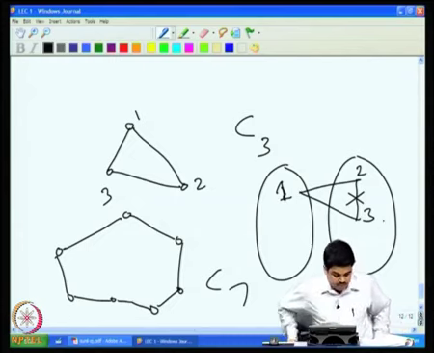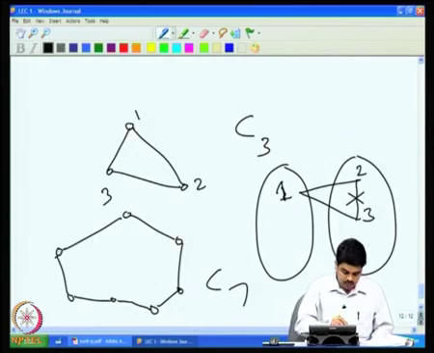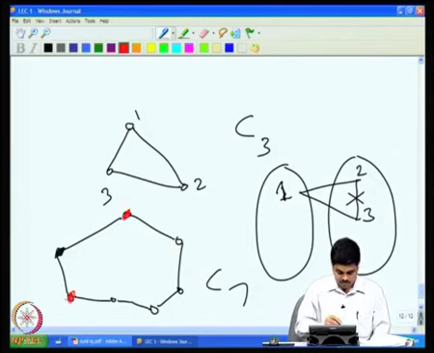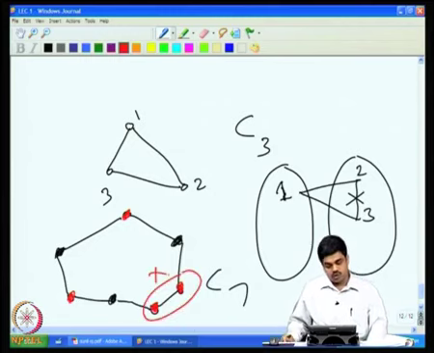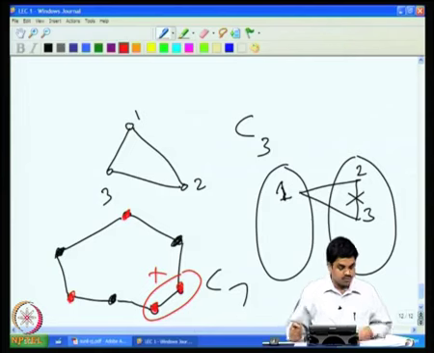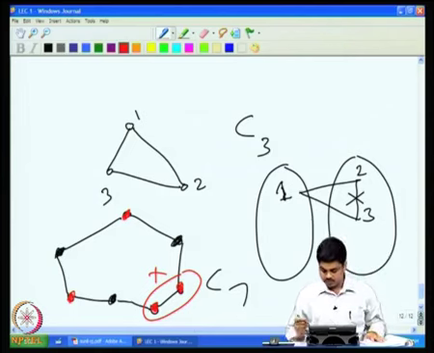So, it is not possible. For instance, if I place this in the first part, then I will have to place this and this in the other part. Then I will have to place this in the first part, and then I will have to place this in the red part. This also has to be in the red part, but there is an edge between these two red parts. Therefore, this cannot be a bipartite graph. So, this is what a bipartite graph is.